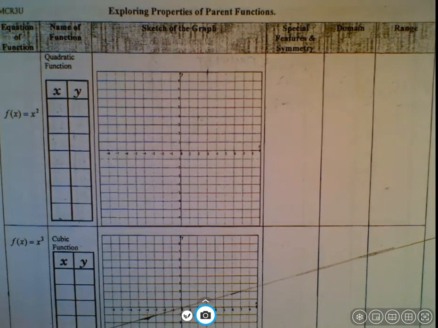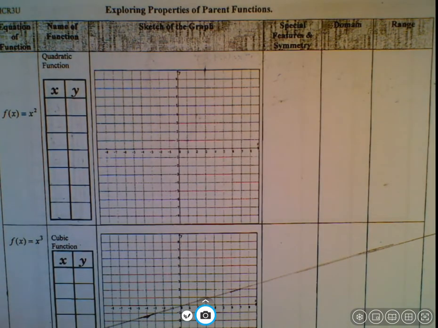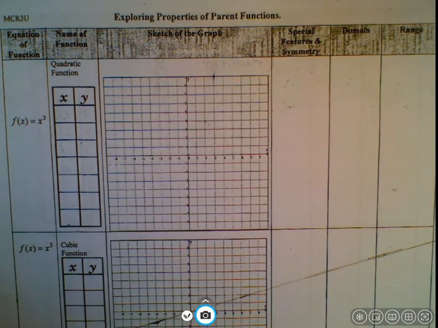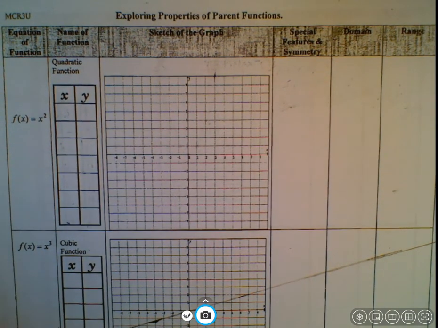I'll direct you to this page from the booklet, and this page is basically a list of our parent functions that we are going to transform in this unit. So I'm going to start with the first one. The first parent function that we're going to work with is all too familiar. It's the quadratic function from grade 10 and from previous units. So let's fill in this table of values for the quadratic function.